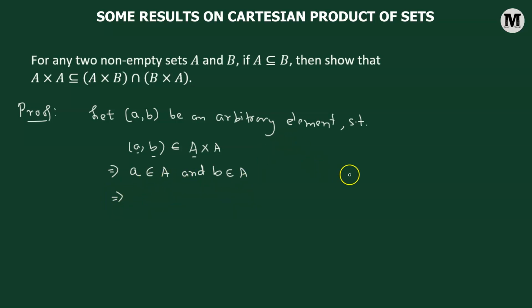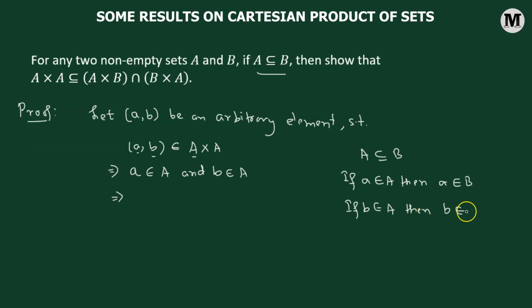However, since it is already given in the problem that A is a subset of the set B, what does it mean? It means that if we consider an element a to be a member of the set A, then that same element a is also a member of the set B. That's the definition of a subset. And we can also say that if we consider another element b to be a member of the set A, then this element b is also a member of the set B. We're going to employ this.